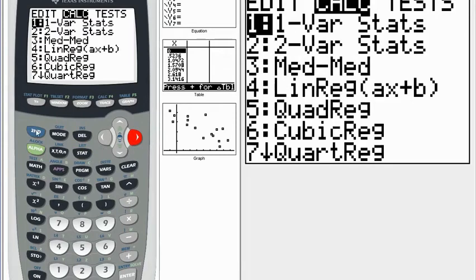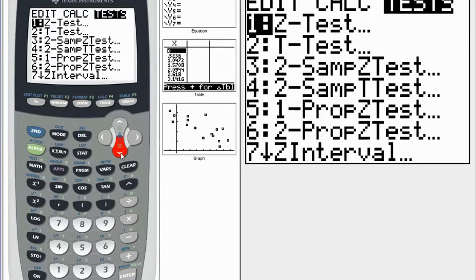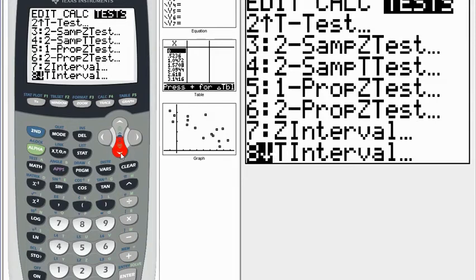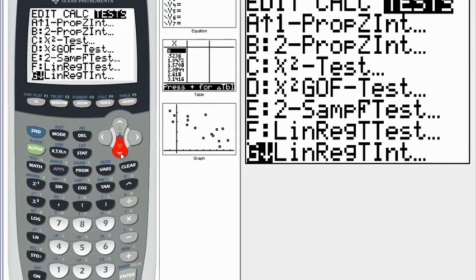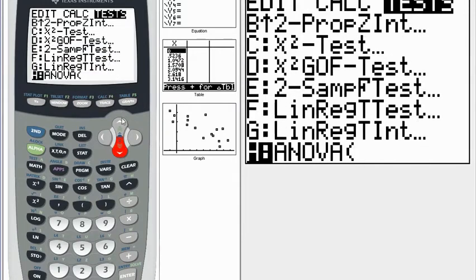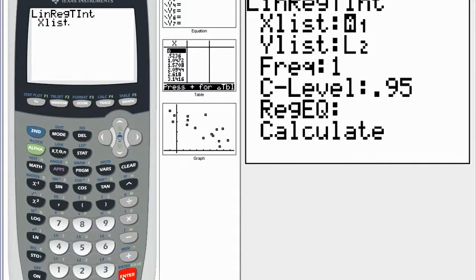And we can also see this calculation on our calculator, because the calculator has the intervals for slope on it. We just have to go down to its LinRegTInt. And so it's very important that you're always backing up your calculations.